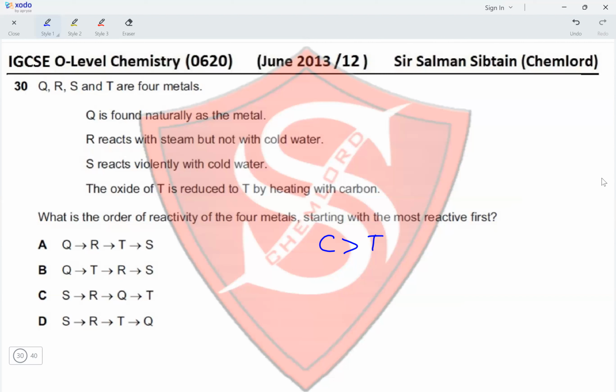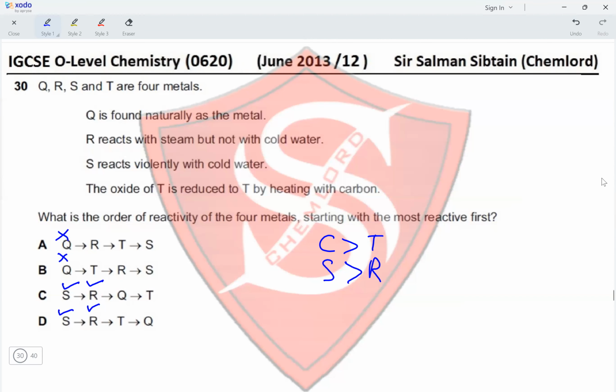Okay. R reacts with steam but not with cold water. So R is less reactive than S. So S is more reactive than R. That means S is the most reactive metal. So this eliminates options A and B. Now R is reacting with steam. So the next element would be R.